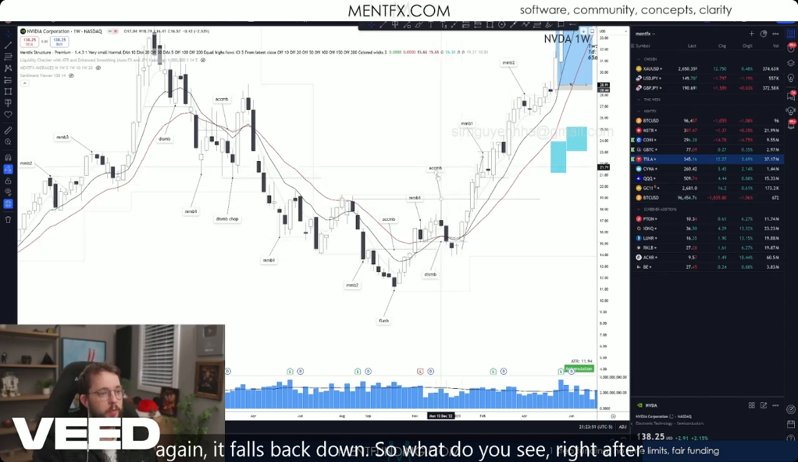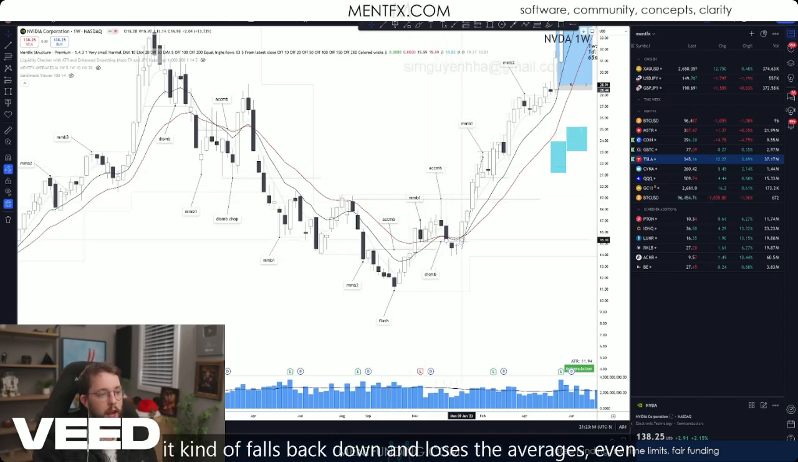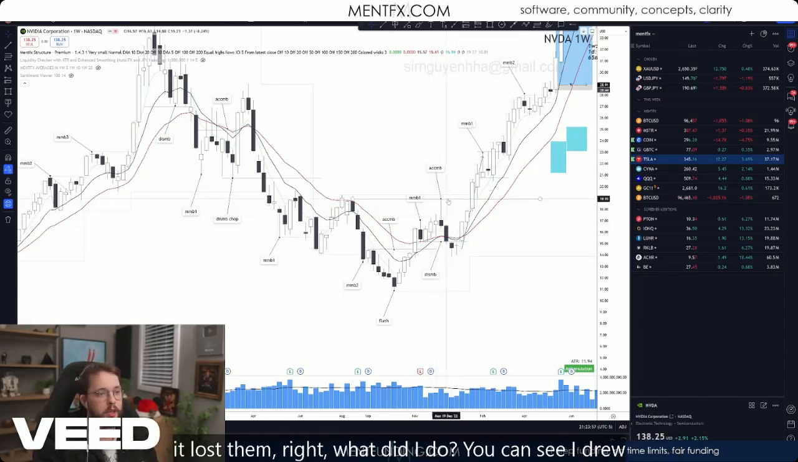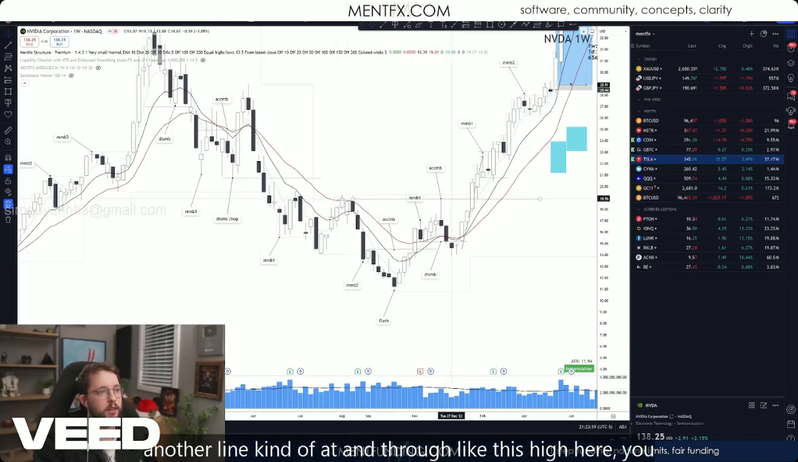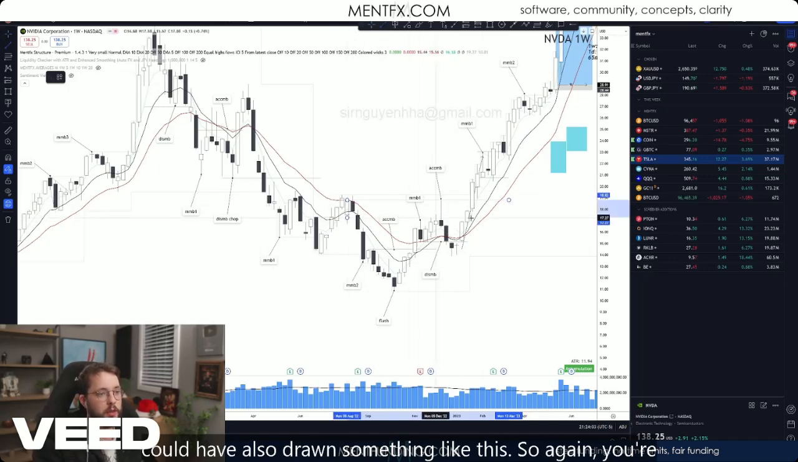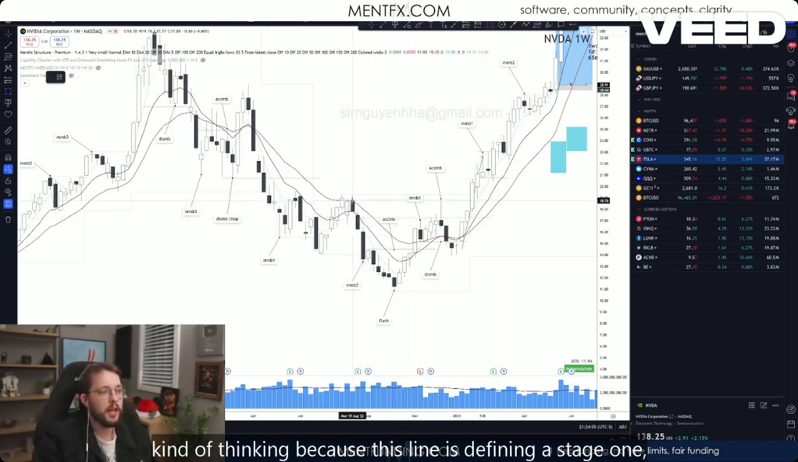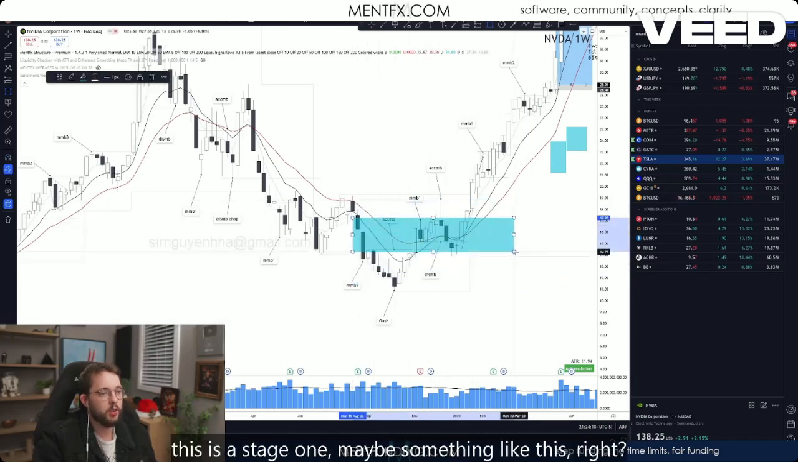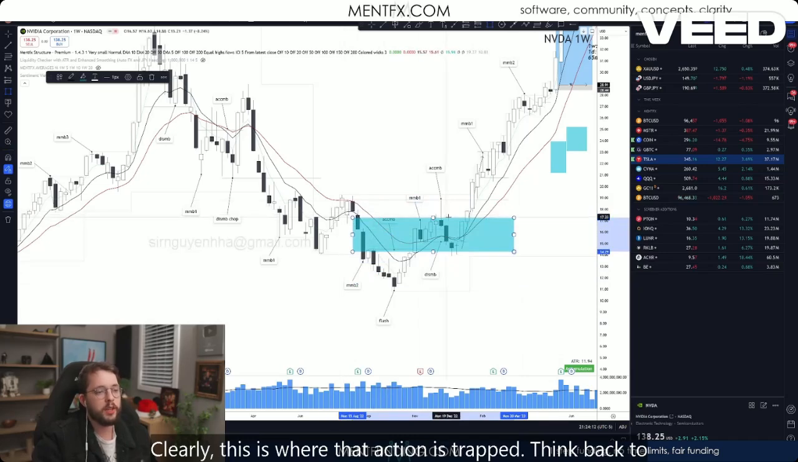So what do you see? After it falls back down and loses the averages, even though you might have looked at that as a momentum MB, as it lost them, what did I do? You can see I drew another line at and through this high here. You could have also drawn something like this. So again, this line is defining a stage 1, or if I drew a line here, this is a stage 1, maybe something like this. Clearly, this is where that action is trapped.